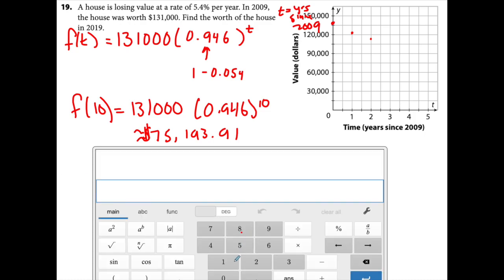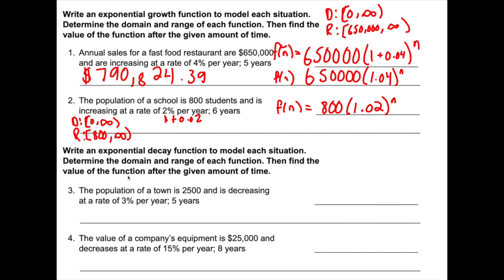So you should get 800 times 1.02 to the power 6, 900.9299. And you can't have 0.92 of a person. So I'm going to say I would plan for there to be approximately 900 students.